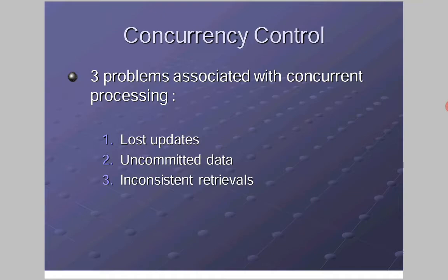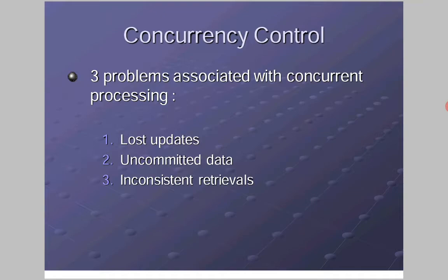The second one is uncommitted data. Committed means it saves all your work. Uncommitted means the data will not be saved properly. Some portion is saved, and the other portion is not saved, like that.